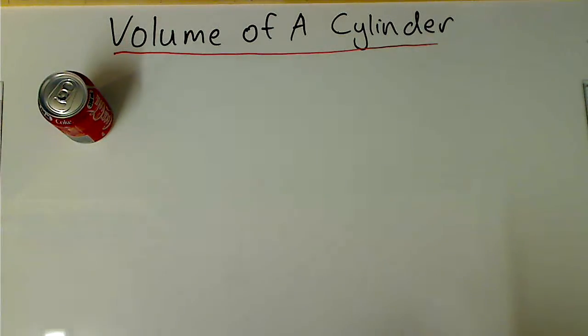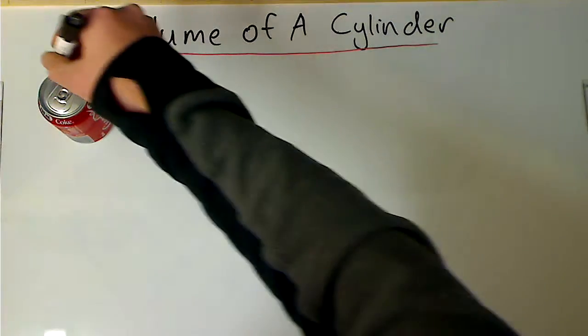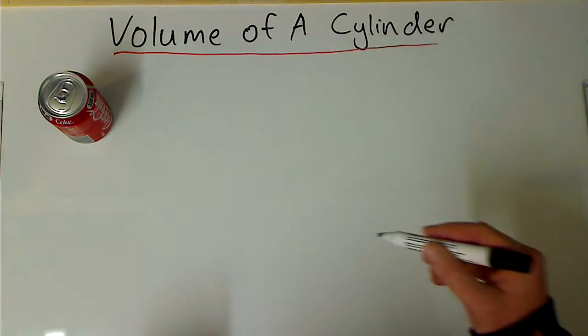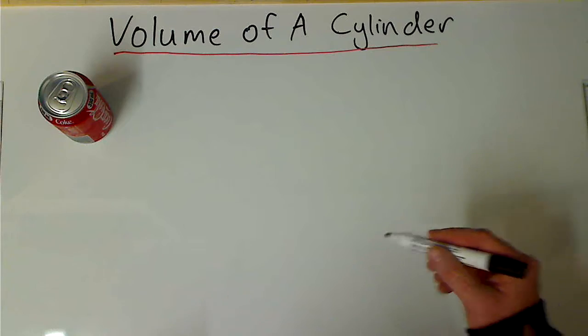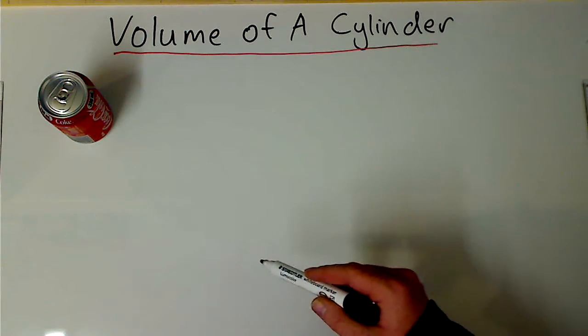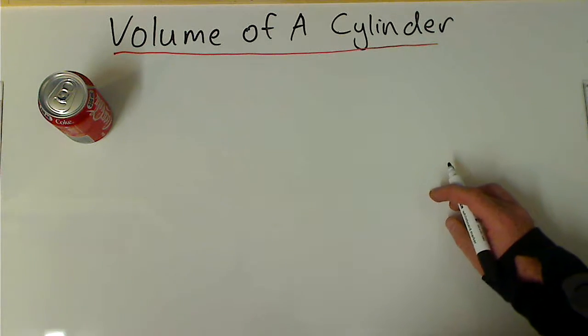But if we want to work out and make sure that what they're saying about the Coke can is true, we can work out the volume of that cylinder as well. How do we do that? Well, we work out the area of the top bit, and then we times it by how tall the cylinder is. That sounds easy enough.